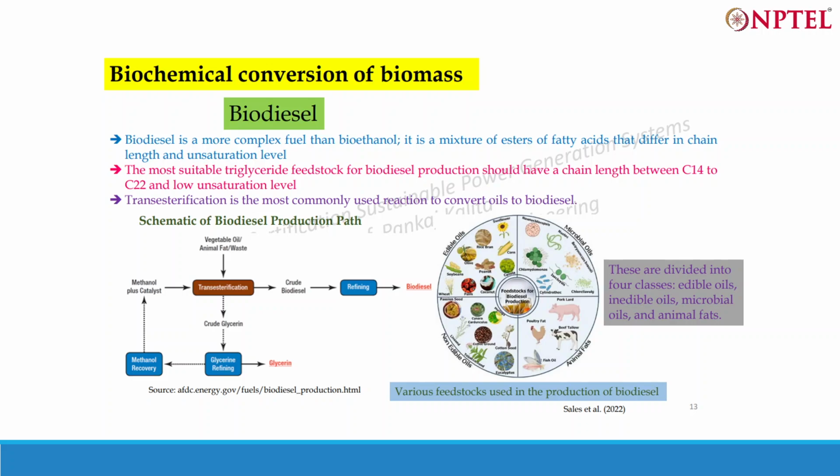Ethanol like C2H5OH is produced. But biodiesel is not like C2H5OH. It does have a range of hydrocarbons. So it can have a range of hydrocarbon compounds containing C14 and can go up to C22 also.